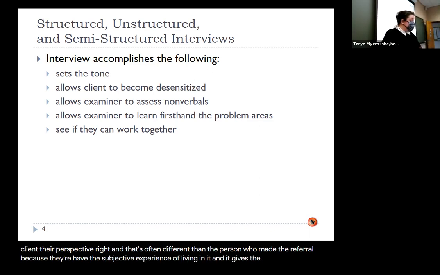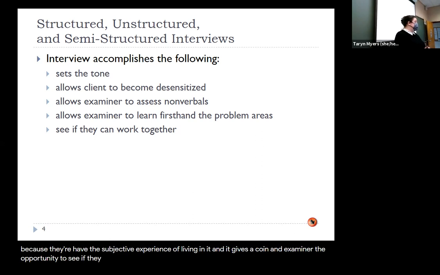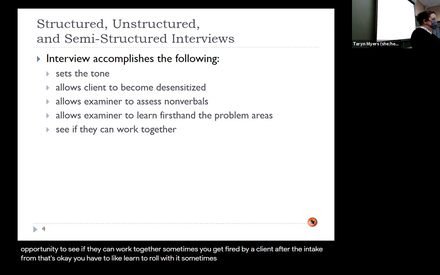And it gives the client and the examiner the opportunity to see if they can work together. Sometimes you get fired by a client after the intake, and that's okay. You have to learn to roll with it. Sometimes you're just not a good fit.